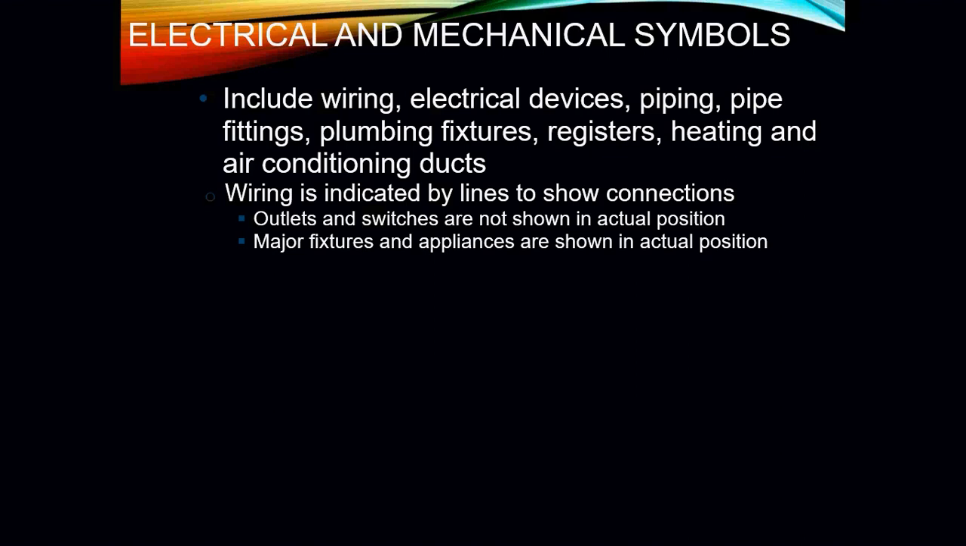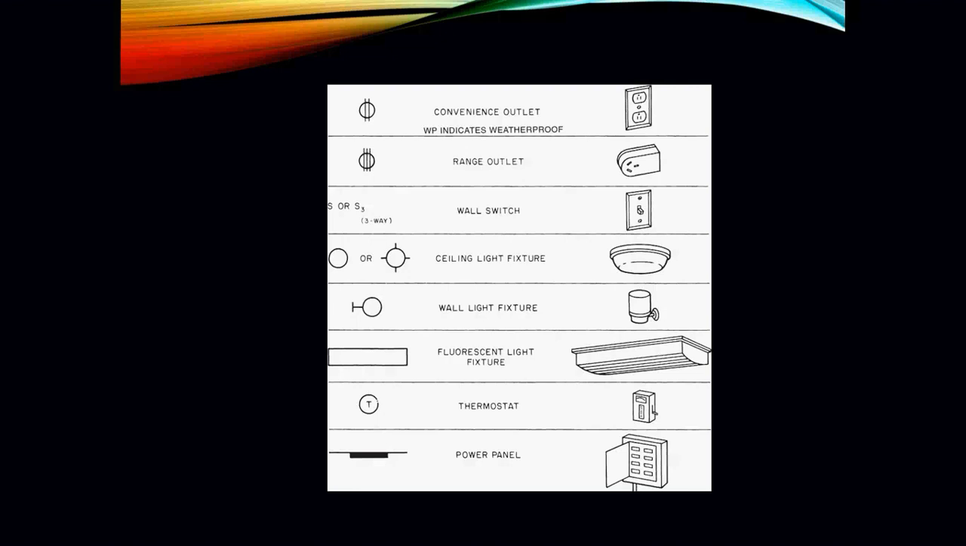Outlets and switches are all not shown in the actual position, but major fixtures and appliances are going to be shown where they're actually going to be. Okay, so here's some of your symbols that are commonly found for your electrical. The top one there, that's your conveyance outlet. That's your simple outlet on your walls. Your range outlet for your stove and maybe your dryer downstairs.